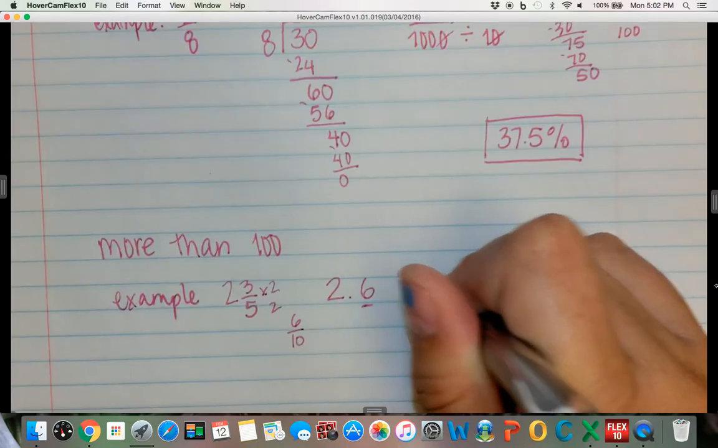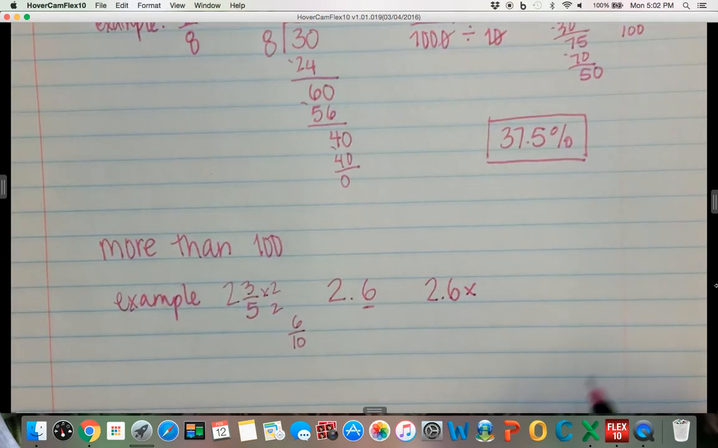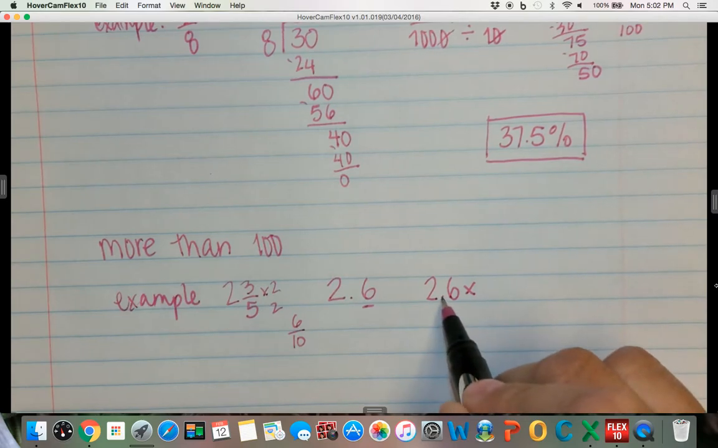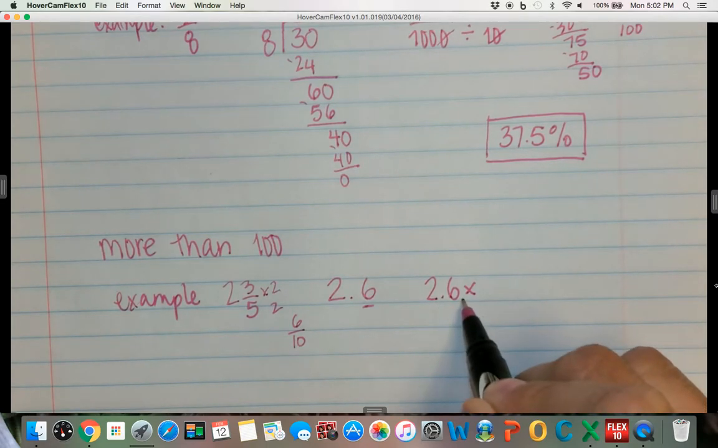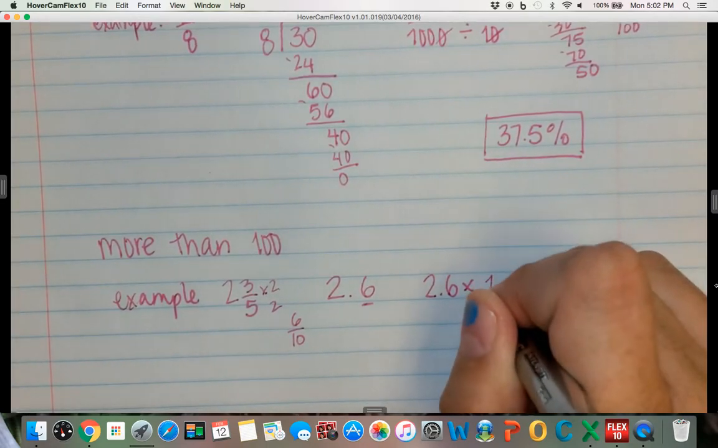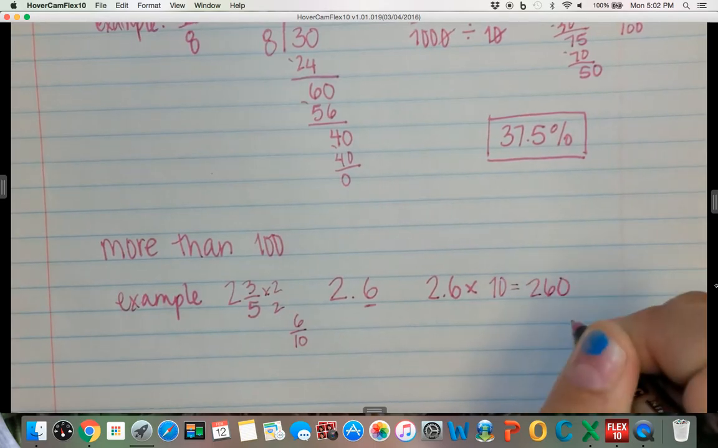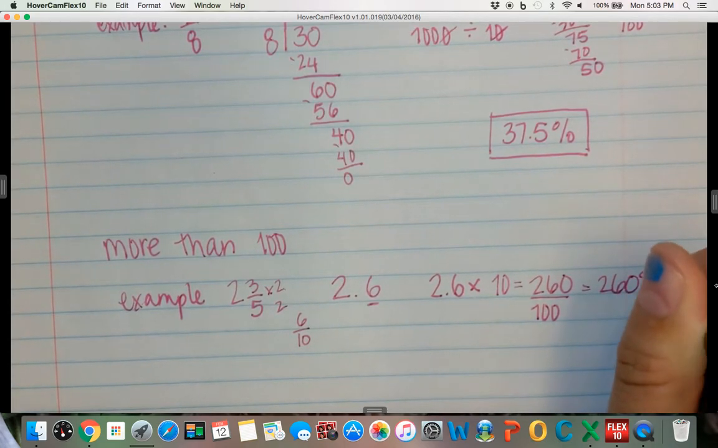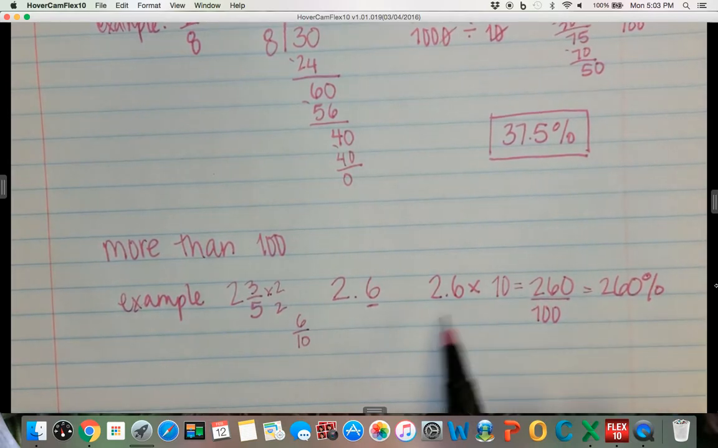2 and 6/10. I want to get this now to the hundredths place. I want to get this decimal into my hundreds place. So I multiply by a power of 10, which gives me 260 over 100, which is 260%. Right now it's only in the tenths place. I want hundredths.